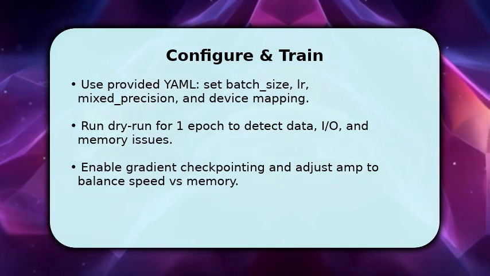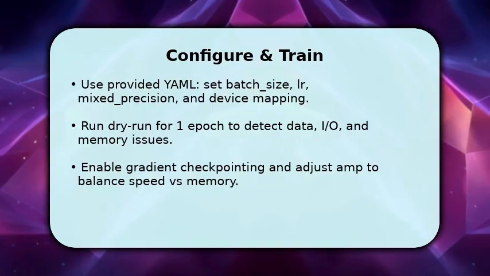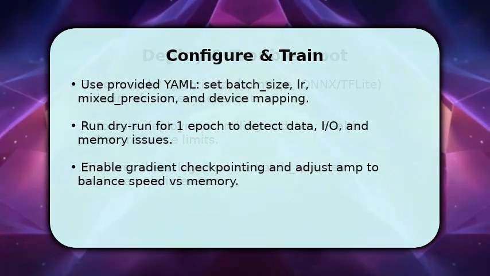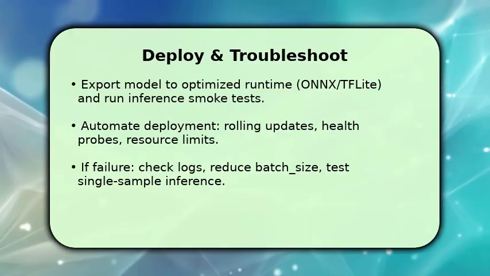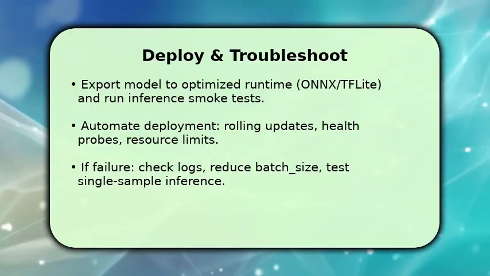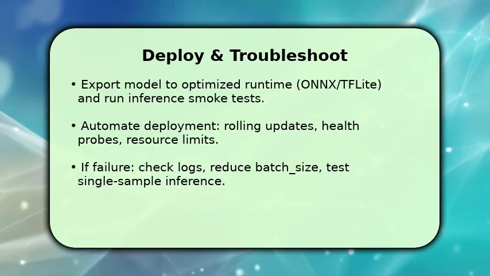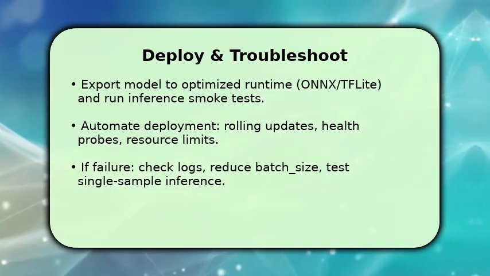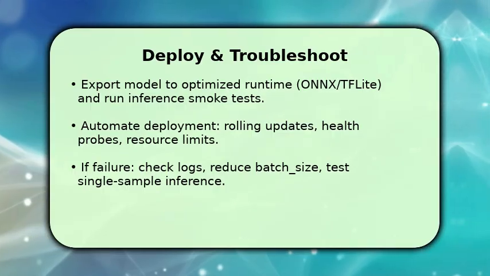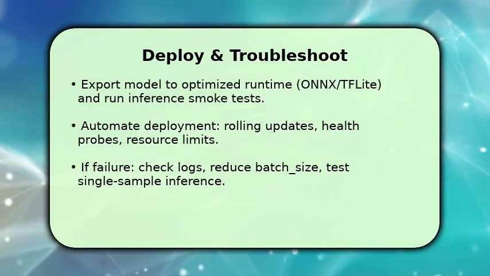Finish by exporting and deploying your trained model. Convert to the optimized runtime format you need, ONNX or TF-Lite, then run smoke tests with representative inputs to validate accuracy and latency. Automate deployment with rolling updates, health probes, and strict resource limits so you can roll back safely.